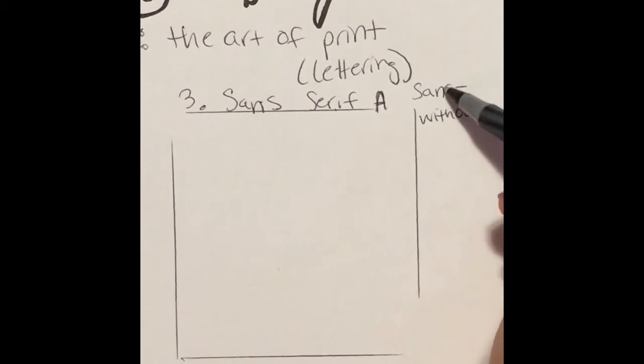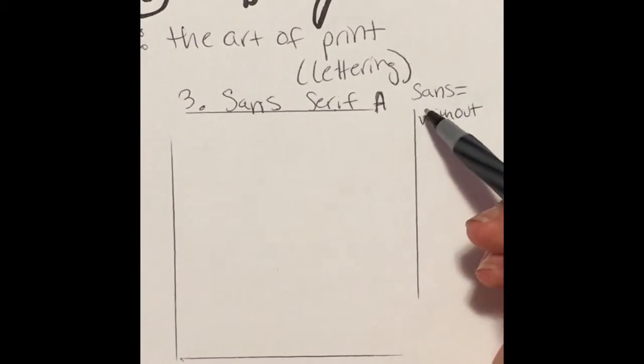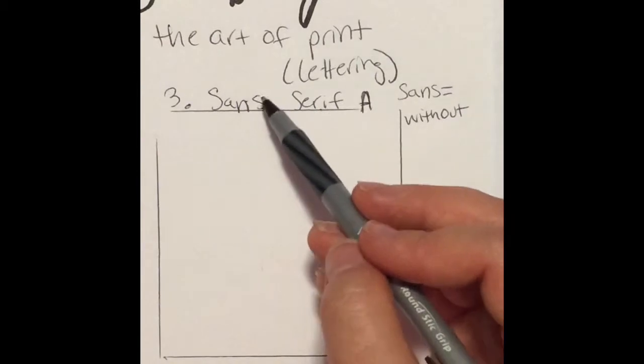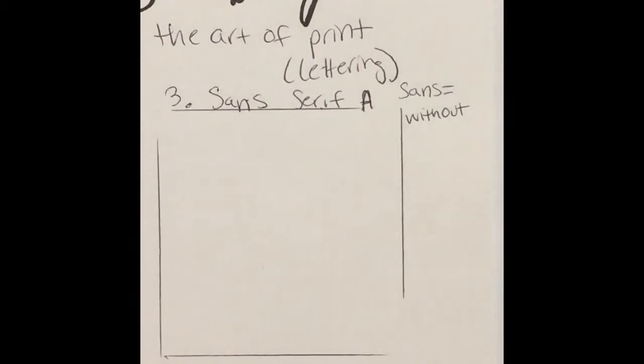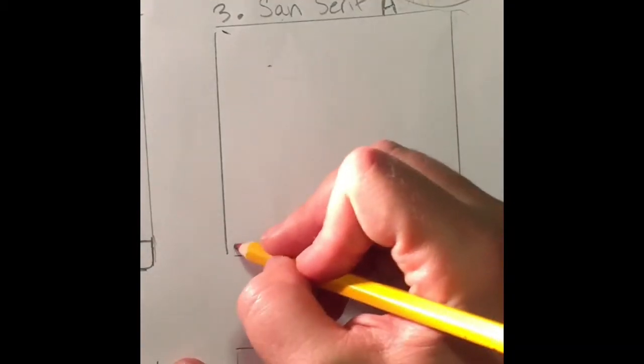Write this down too. It's important to know that sans is Latin and it means without, so it literally says without a serif. We're going to use our corners, and you can have an A that has a flat top like this, or it can come to a point. Either one is fine, but we're going to use the whole box.